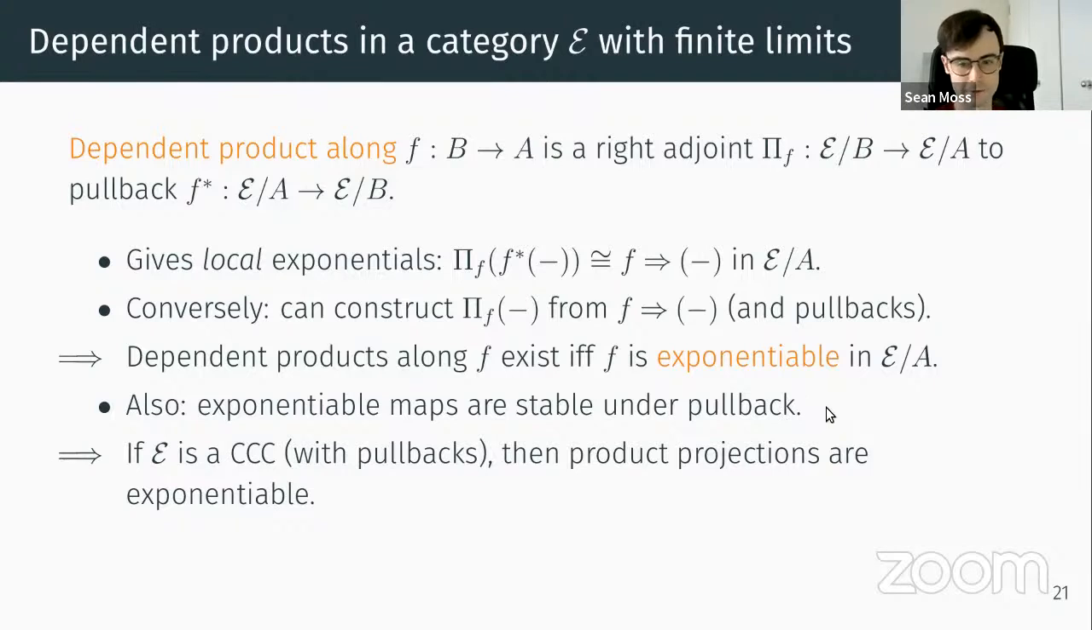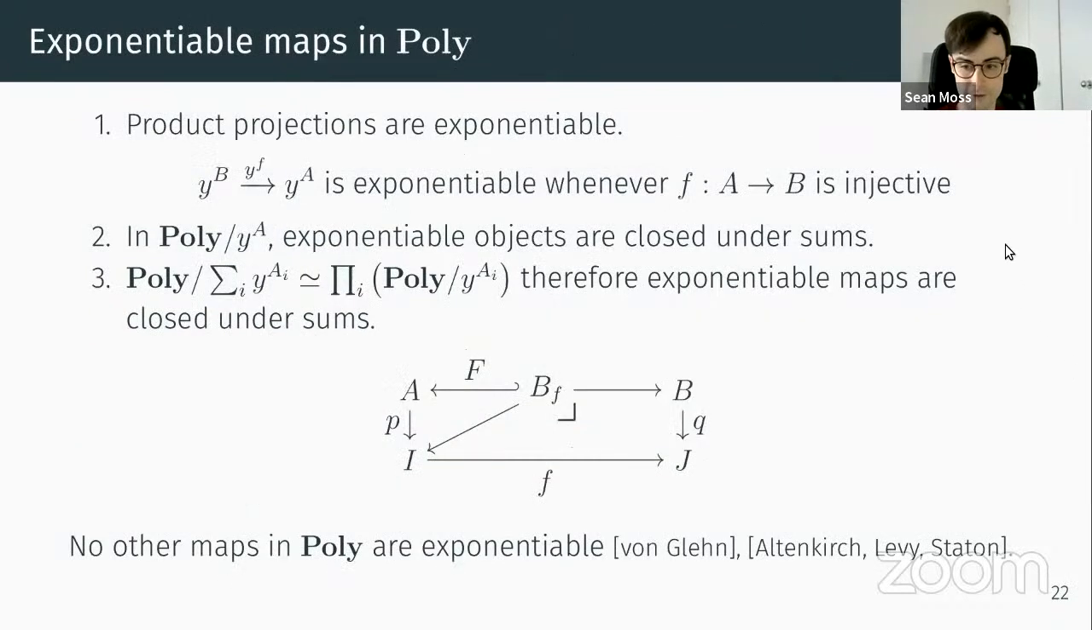stable under pullback. And as a consequence, if you have a Cartesian closed category which has pullbacks, then the product projections are exponentiable. Okay, so this was a bit fast, but it's all very standard things. And I mainly highlight it to point out that it really does require the ambient assumption of finite limits, and it's not particularly stable to changing that assumption. Okay, but we can apply it to the case of Poly because it does happen to have finite limits.